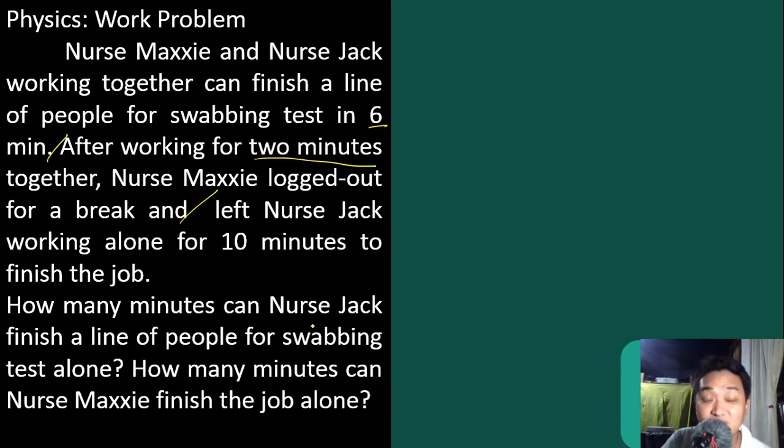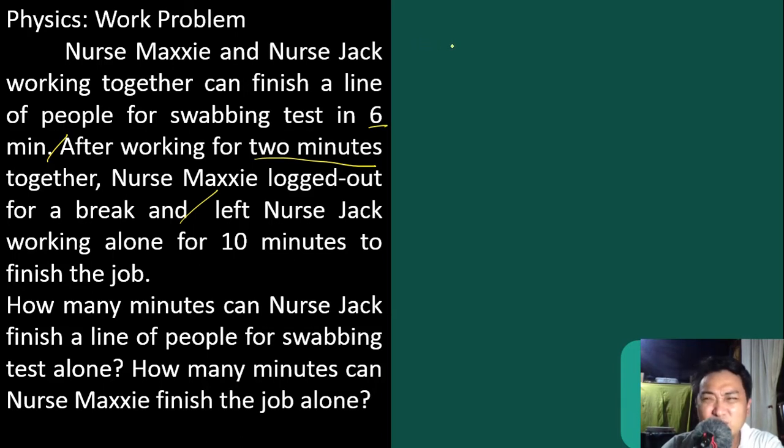Ayan. Ngayon, ang tanong is, kung si Nurse Jack lang daw po yung mag-swab test, gaano katagal matatapos ni Nurse Jack yung isang line or isang array ng people or tao for swabbing test? At in the same manner, gaano naman katagal matatapos ni Maxi yung isang array ng tao or people for swabbing test kung mag-isa lang siyang magsaswab.